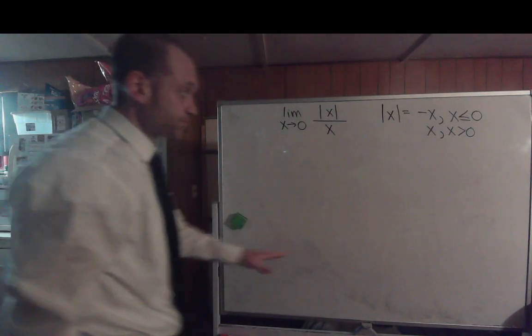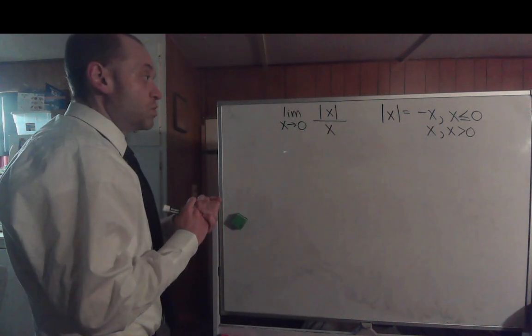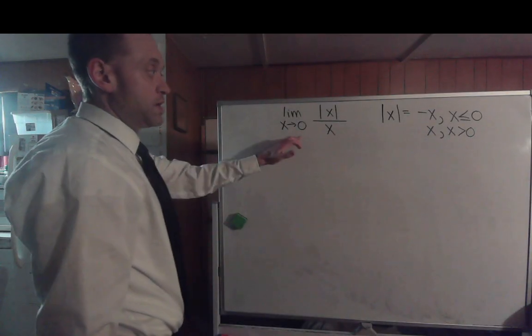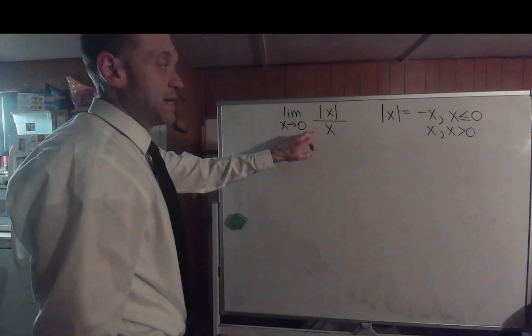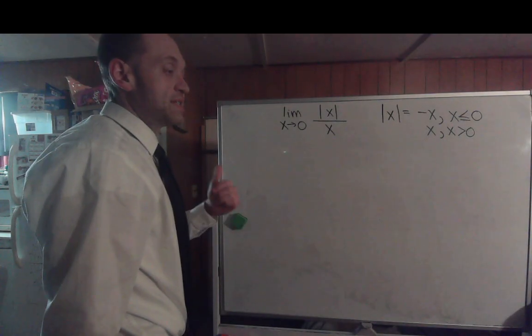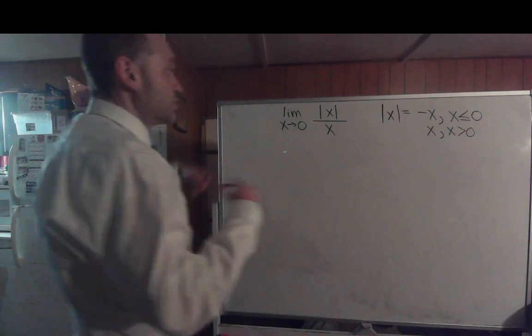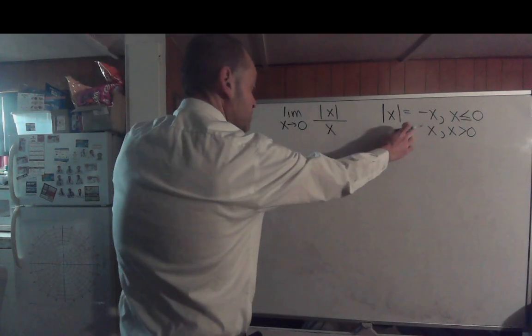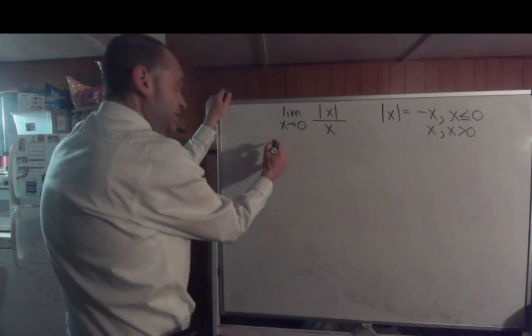So, having said that, for one, we can't do direct substitution. You would get 0 over 0, which makes this undefined. What we need to do is consider left-handed and right-handed limits. So first, let's use this piecewise function, and let's take the left-handed limit.